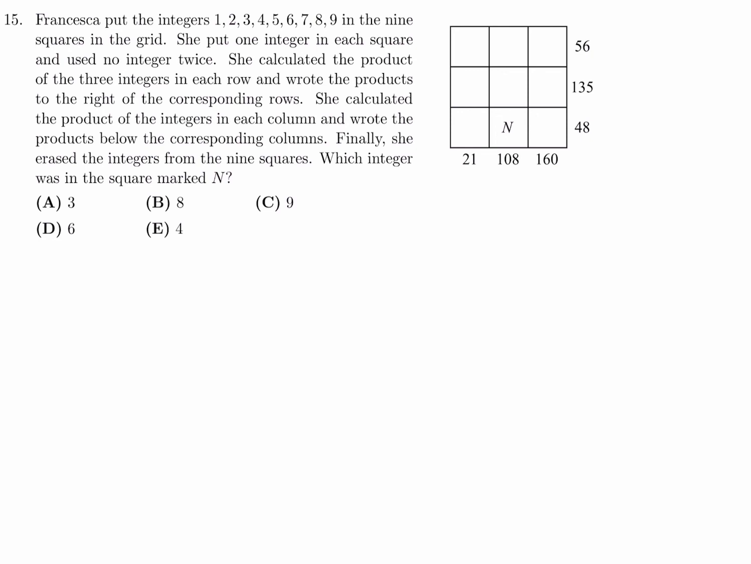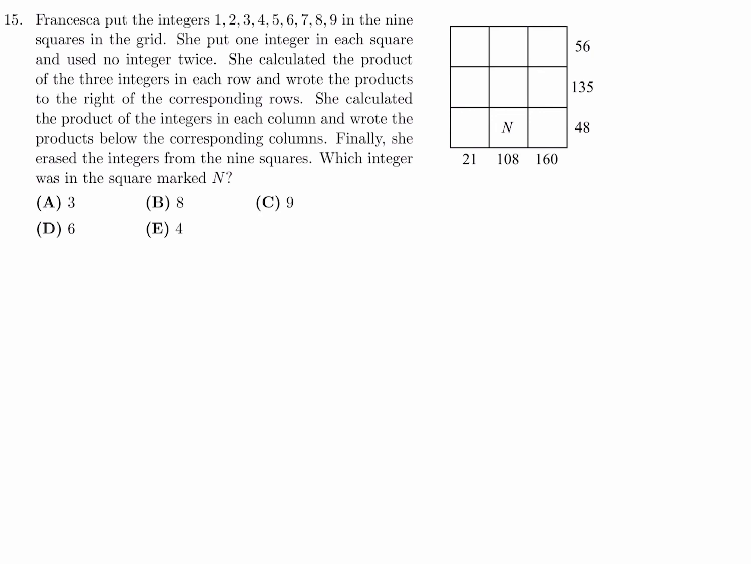Francesca put the integers 1 through 9 in the 9 squares in the grid. She put one integer in each square and used no integer twice. She calculated the product of the 3 integers in each row and wrote the products to the right of the corresponding rows. She calculated the product of the integers in each column and wrote the products below the corresponding columns. Finally, she erased the integers from the 9 squares. Which integer was in the square marked n?